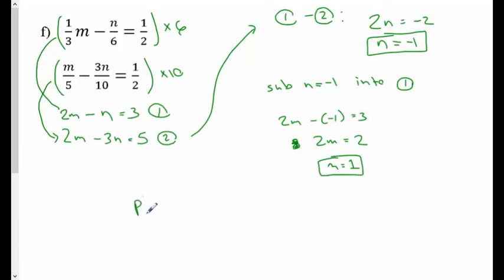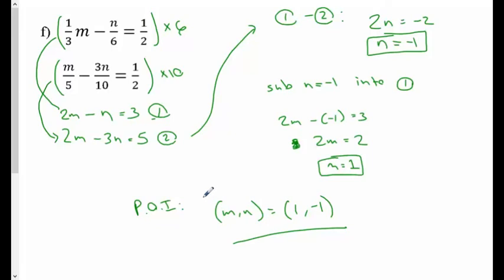Let's just state our point of intersection. And since I've got variables m and n, let's say mn equals 1, negative 1. And there we go. So to summarize, in this question, we just got rid of the fractions, made things a little simpler. We had matching coefficients already, so we didn't have to multiply again by anything. And then we did our regular elimination and got to our answer pretty easily.